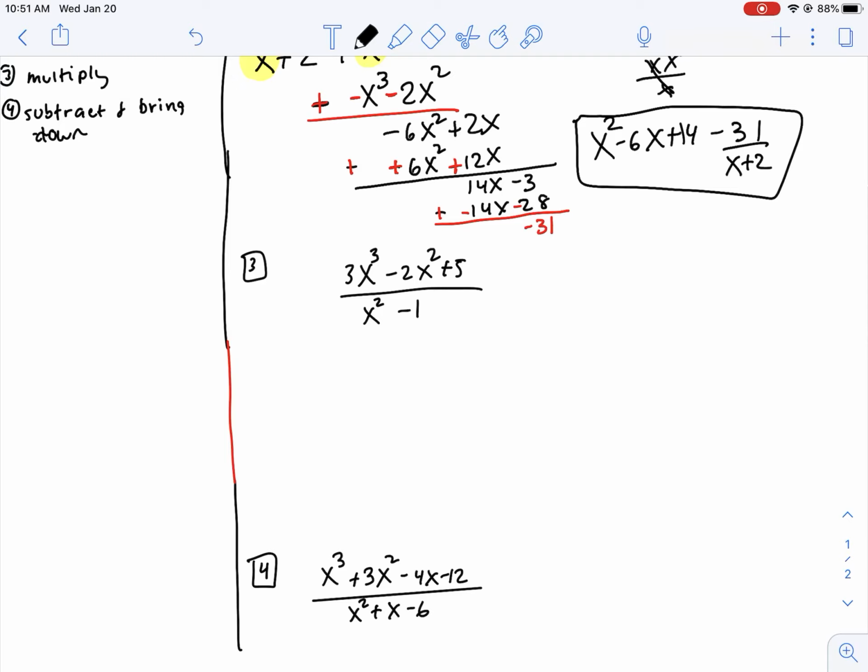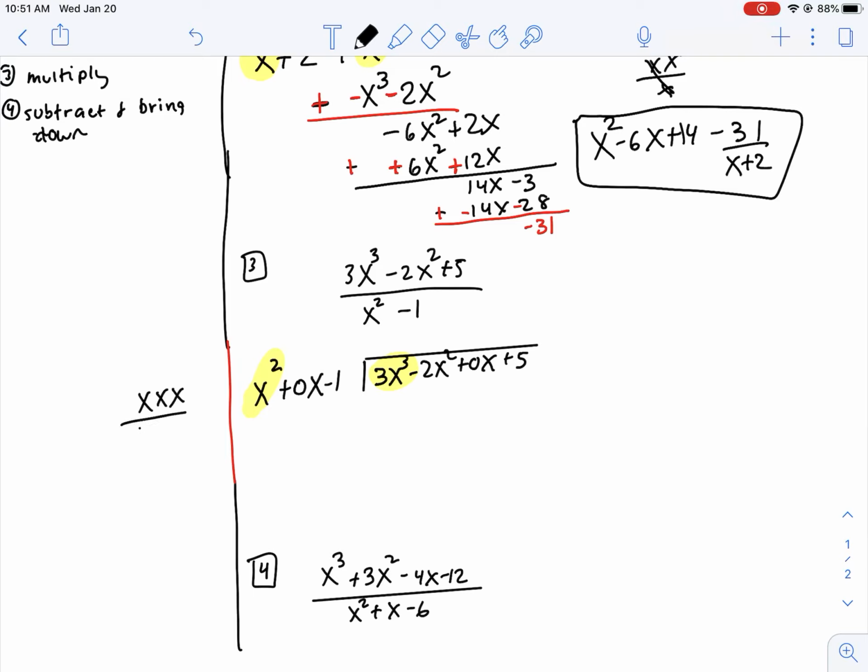So now let's look here at the next one. Notice here we're missing terms, so we're going to add them. I'm missing x's here, so I'm going to write 0x minus 1. And I'm missing also the x term on the top as well, plus 0x plus 5. So again, divide the highest into the highest.